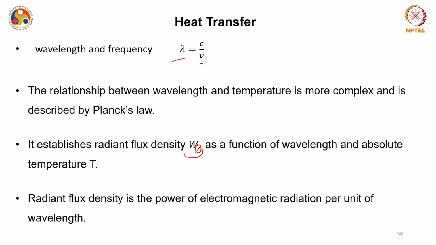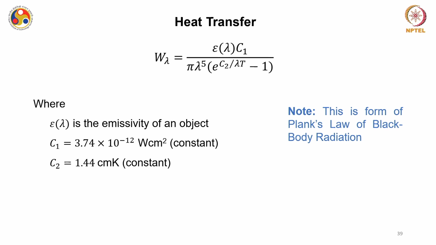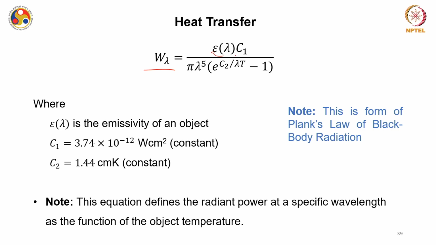Okay, so the radiant flux density is the power of electromagnetic radiation per unit wavelength. We have to come up with the equation of this radiant flux density, and Planck's law of black body radiation gives this equation, which suggests that the radiant flux density is equal to the emissivity, which is the object's property, times C1 by pi times lambda to the power 5 times e to the power C2, which is again a constant similar to C1, by lambda T, minus 1.